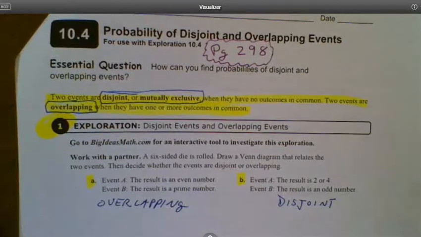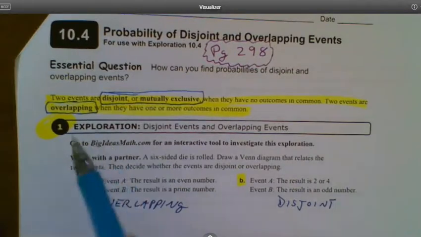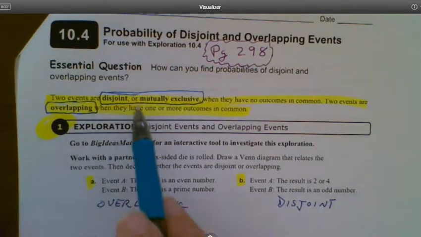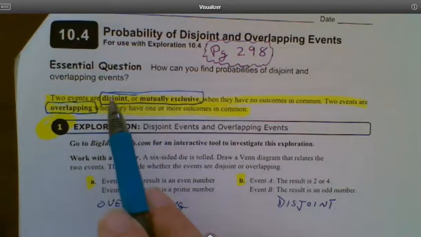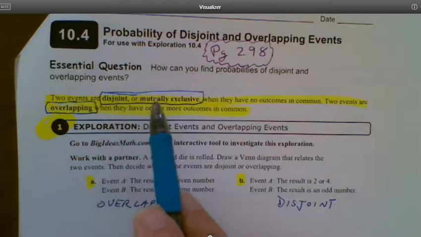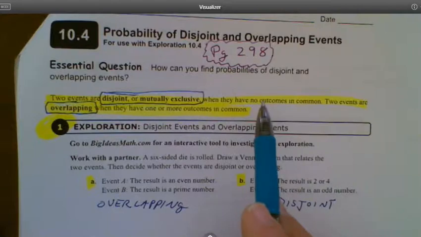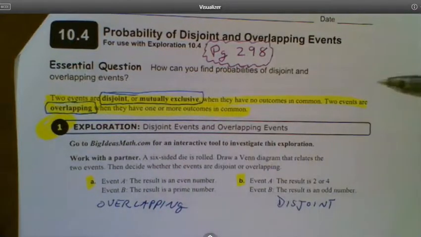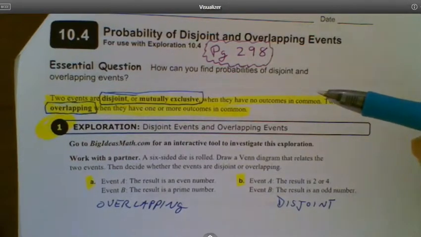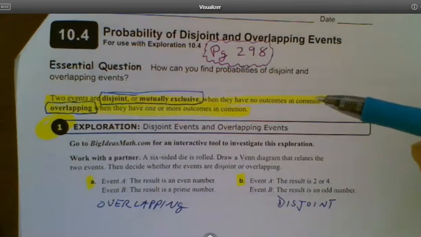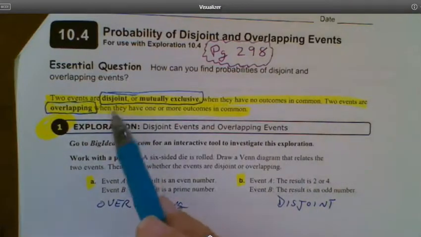So what we're looking at in this one, we are going to see a couple formulas, but we want to talk first about the idea between overlapping events and disjoint events, or you could also call them mutually exclusive. So these types of events, disjoint or mutually exclusive, same thing, is when they have no outcomes in common, right? Like if I was talking about flipping a coin and rolling a die, a coin has heads and tails, a die has numbers 1 through 6. They don't have any outcomes in common. They're totally separate results, and so those are disjoint events.